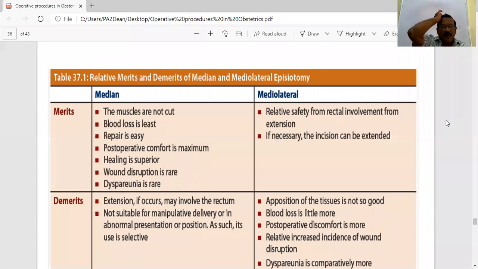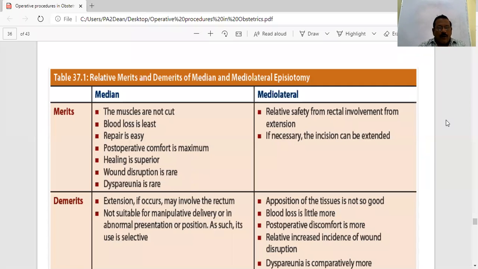The relative merits and demerits of median and mediolateral episiotomies are as follows. If we give a median episiotomy, the muscles are not cut. Blood loss is least. Repair is easy. Post-surgical comfort is maximum. Healing is superior. Wound disruption is rare, and dyspareunia is rare. With a mediolateral episiotomy, there is relative safety from rectal involvement from extension. If necessary, the incision can be extended in a mediolateral episiotomy.